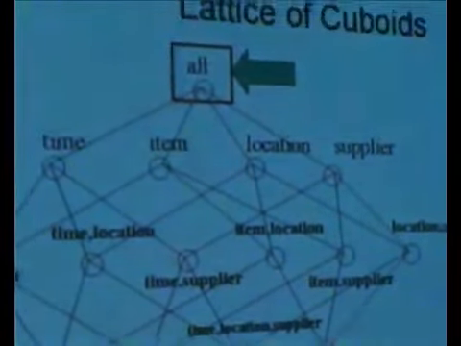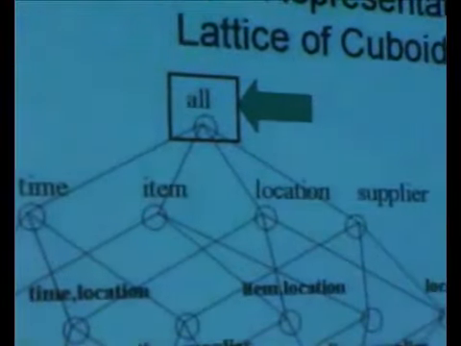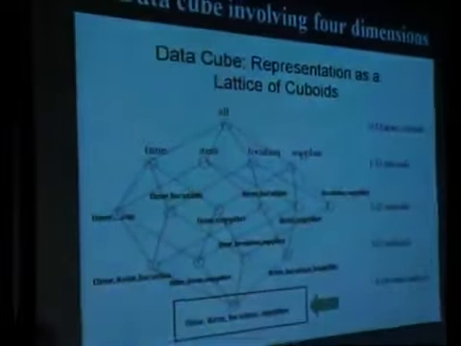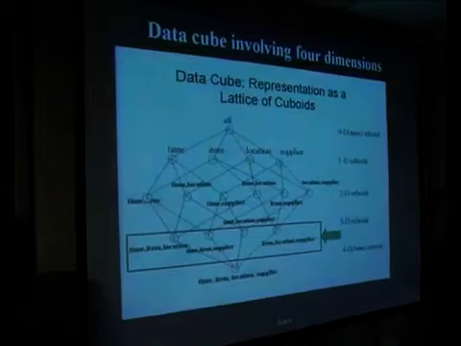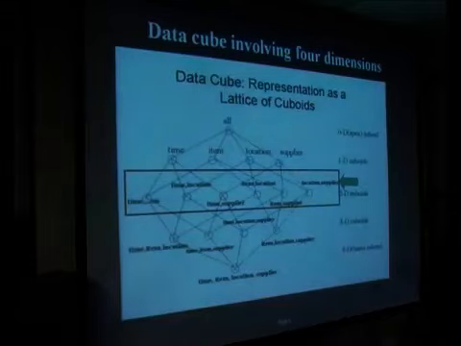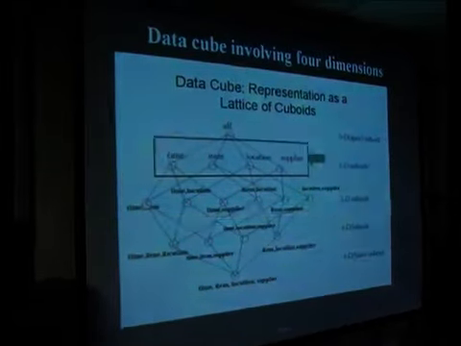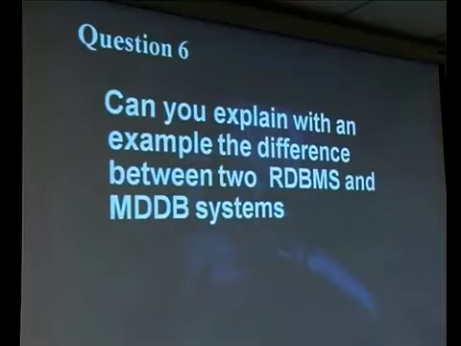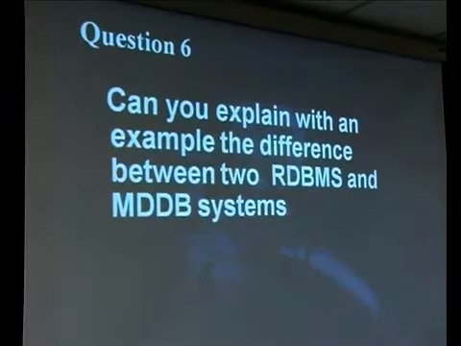So if you observe here, it is a total aggregation, that is the 0-dimensional cuboid, then the 4-dimensional cuboid, then these are 3-dimensional cuboids, 2-dimensional cuboids, 1-dimensional cuboids. Now let us come back to your question. What is the difference between relational database and multidimensional database systems? In the name itself, relational database, multidimensional database, multidimensionality is the difference, number 1.